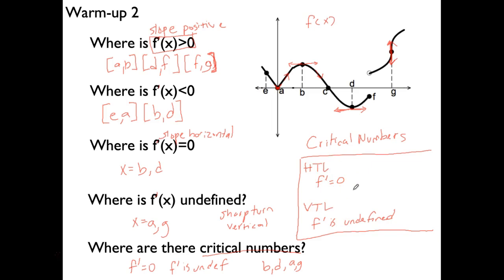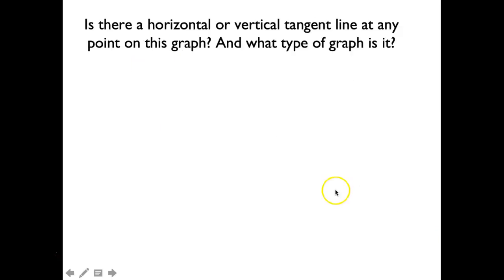Okay, let's go forward. Is there a horizontal or vertical tangent line at any point on this graph, and what type of graph is it? Okay, so let's just look at each one of these, and you can tell me if there is a horizontal or a vertical tangent line anywhere. And on this one, there is a horizontal tangent line. It's right here at the max. This is a parabola, it's a negative x squared, right?